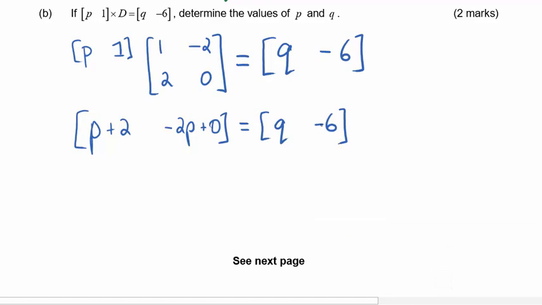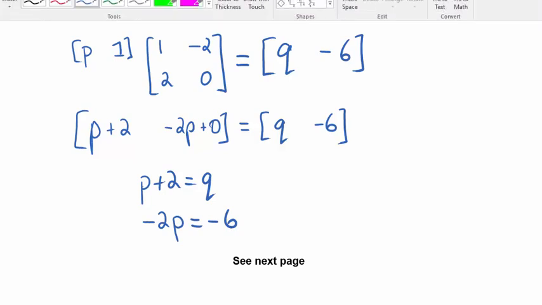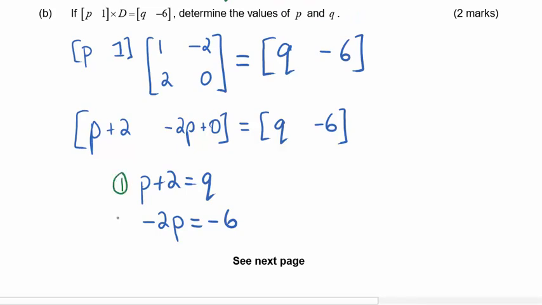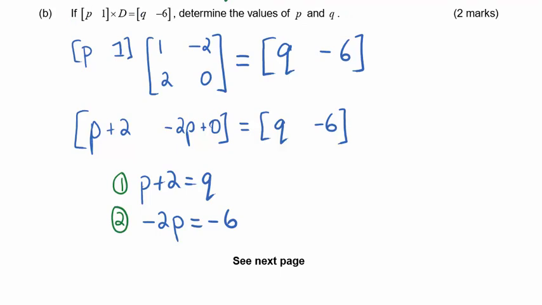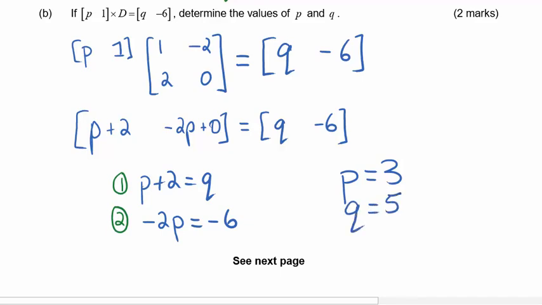Alright, now I have two equations here. One of them is P plus 2 equals Q, and -2P equals -6. So we have two different equations. From equation 2, we know that P is going to equal 3. And substituting 3 into here, 3 plus 2 is 5, so Q equals 5. End of question.